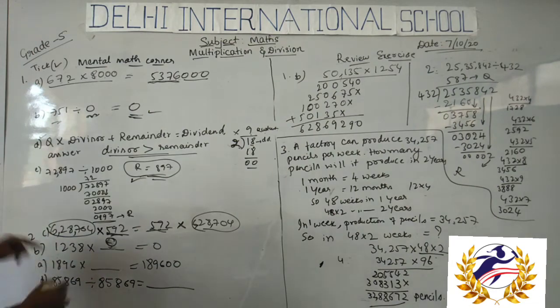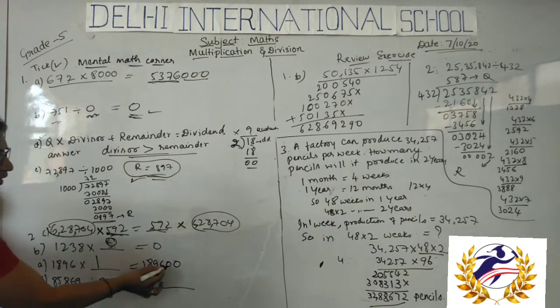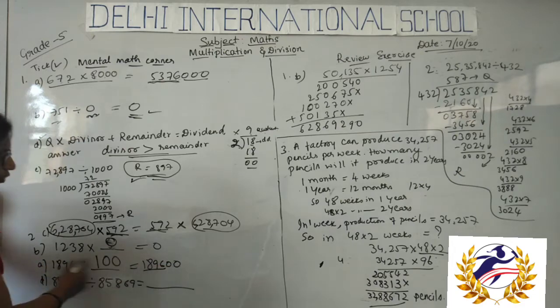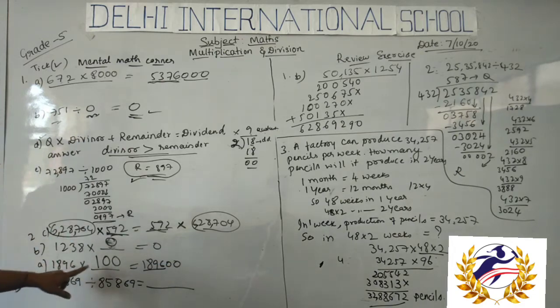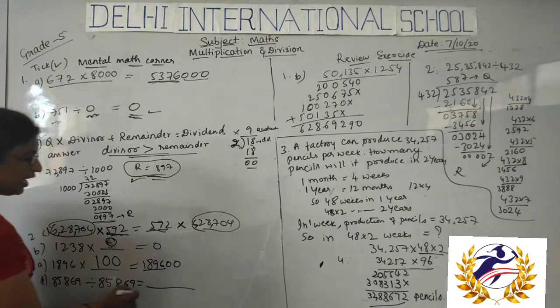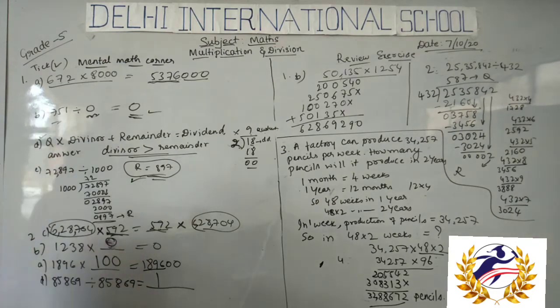And which number should I try to get this answer? 1896 ones are 1896. Remaining 2 zeros are there. So by multiplying with 100, I will get this answer. Then 85,869 divided by the same number means I will get 1. This is the answer for this.